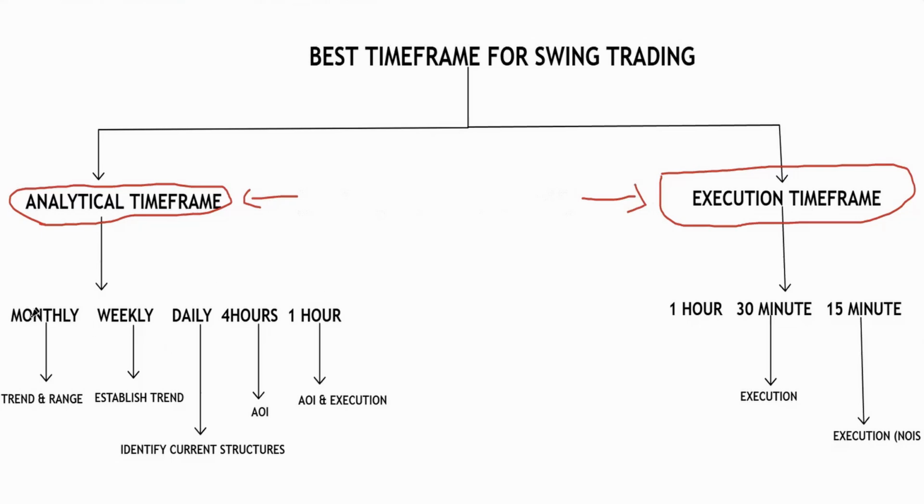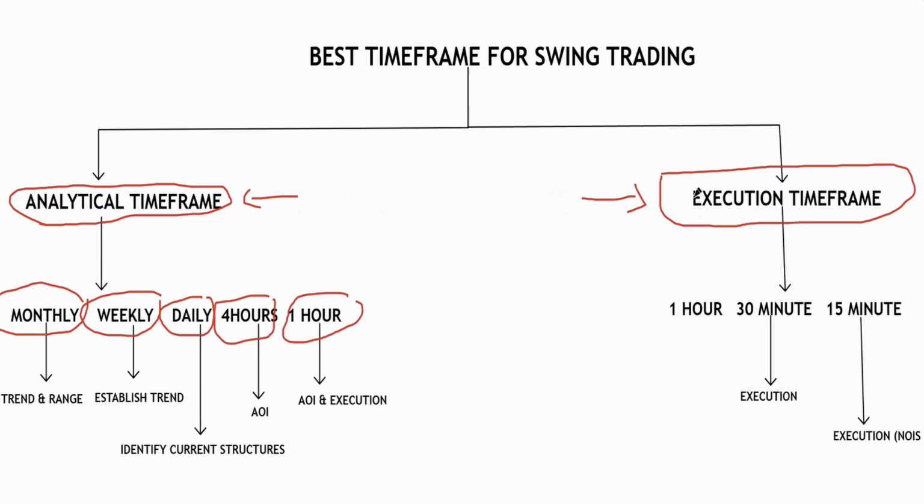For the analytical time frame, it starts from definitely the higher time frame, which is the monthly time frame, right? Then we have the weekly time frame, then we have the daily time frame, then we have the 4 hour time frame, then we have the 1 hour time frame. So these time frames are grouped under analytical time frame because these are the time frames where you analyze, where you actually compare data against your strategy, where you look out for the major tools you need to come up with your decisions for execution, right?